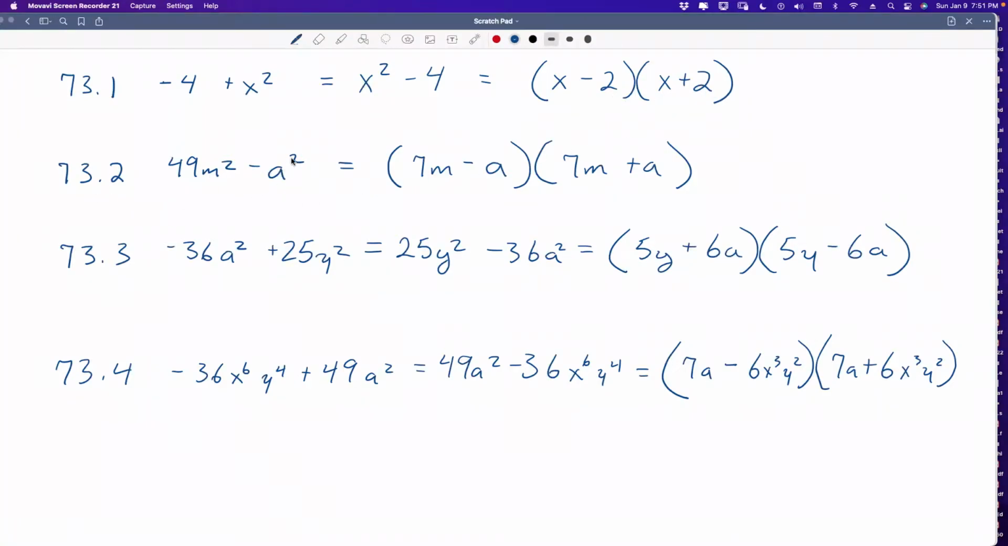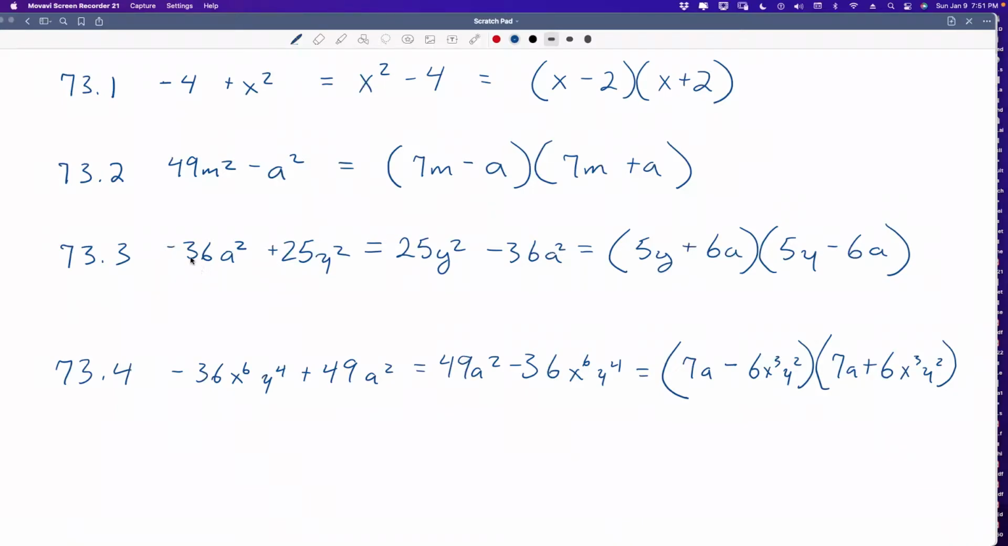73.2 was already in the right arrangement, so we just had to get the square root here. That was 7m. So this was a, 7m minus a, 7m plus a. And it doesn't matter whether you do plus or minus first or second. It's the same either way.